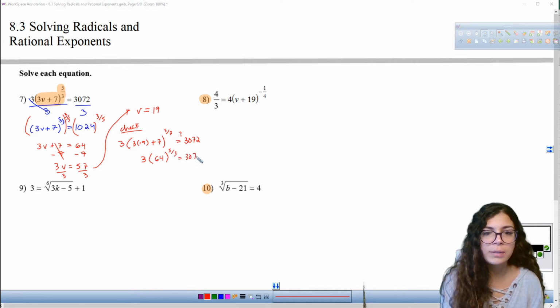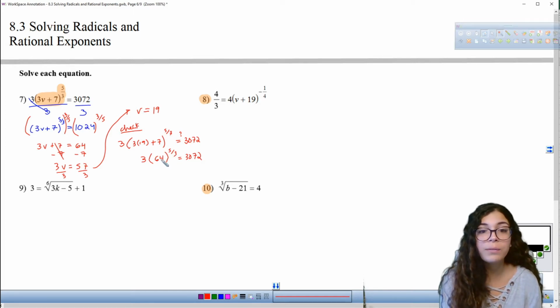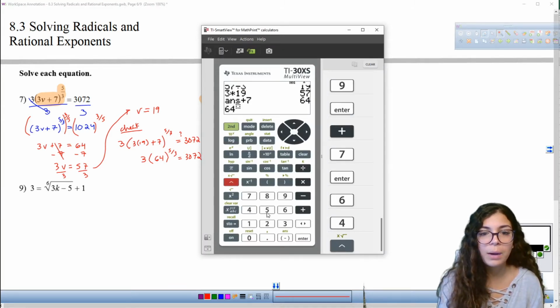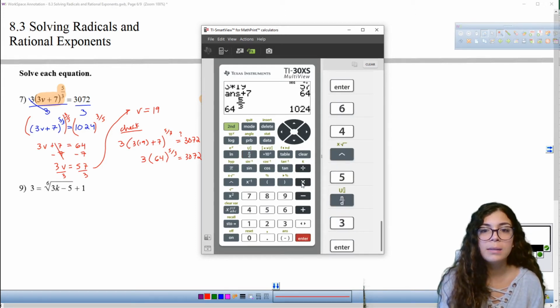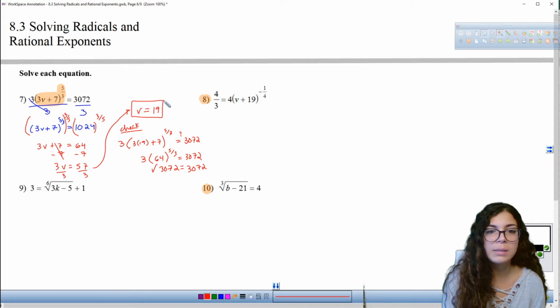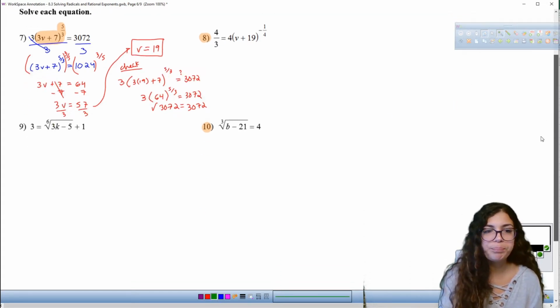Does that equal 3072? Remember, you have to do exponents first, and that exponent is only for the 64, because that's the only thing that's in parentheses, right? So 64 to the power of 5/3 is 1024, times 3 is 3072. So yes, 3072 equals 3072. This checks out, and now I can circle v equals 19. That is my solution. All right, let's try number 9.